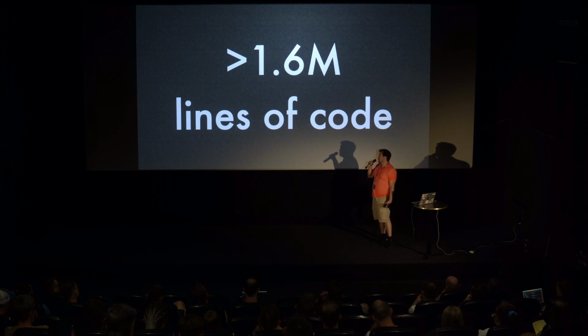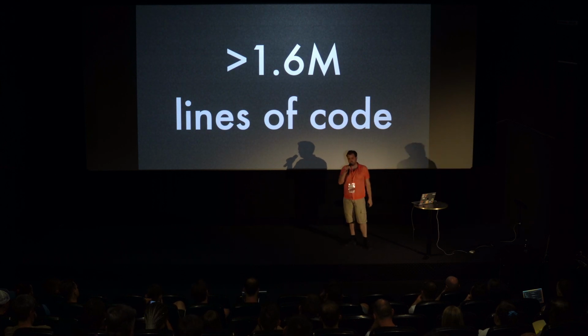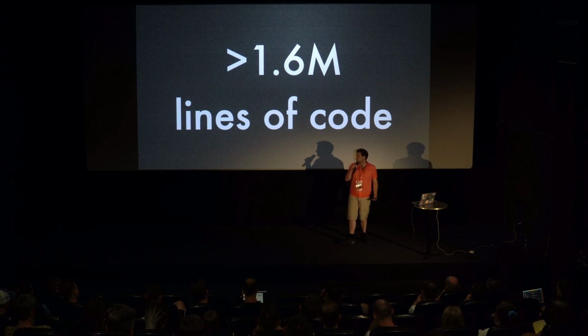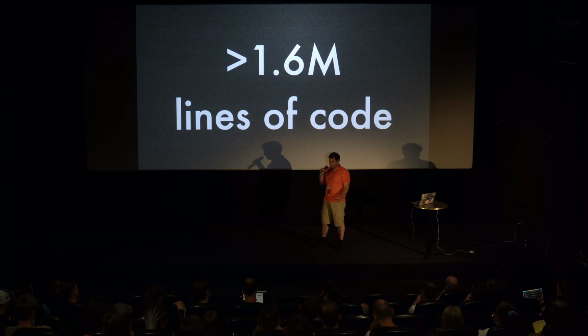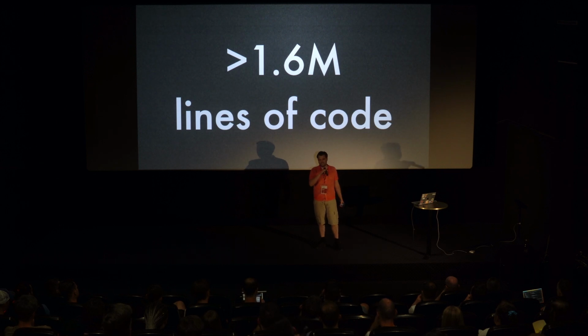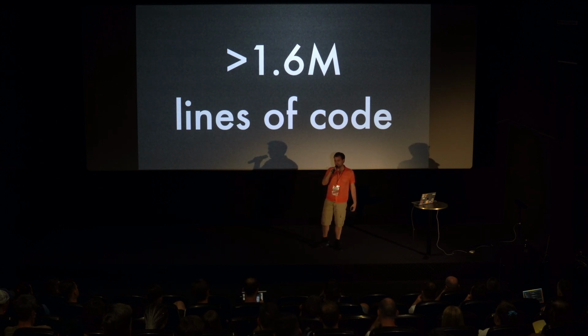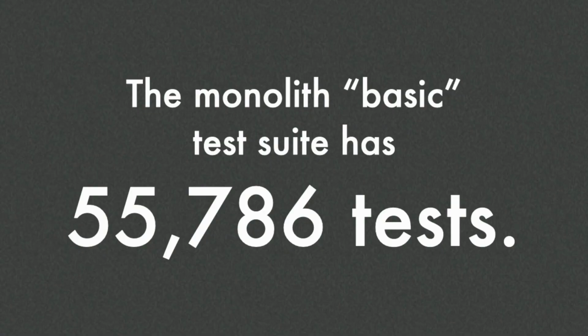To give you an idea, we have the monolith itself, not counting all these private gems that I talked about before. We have over 1.6 million lines of code. And can anybody try to guess how many unit tests we have? No, more than, not 5 million, no. Starts with a 5. So we have 55,786 tests.